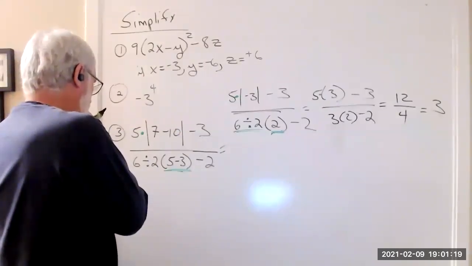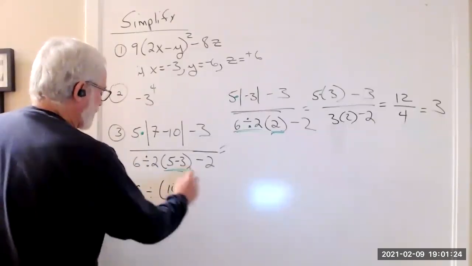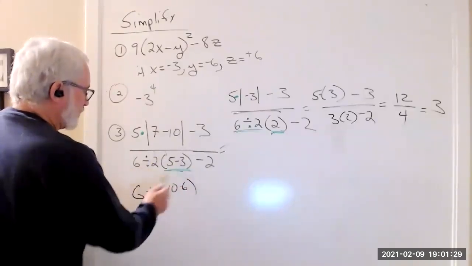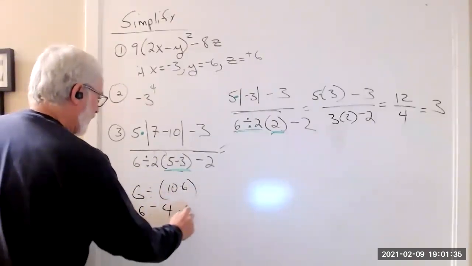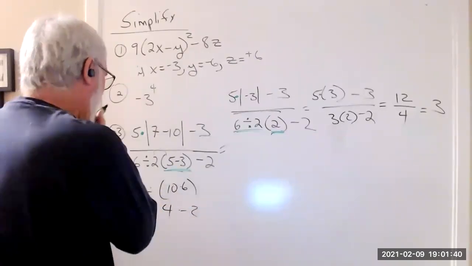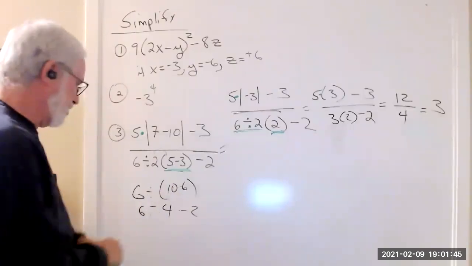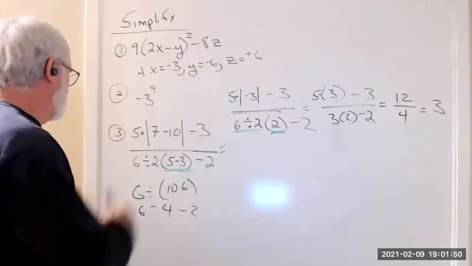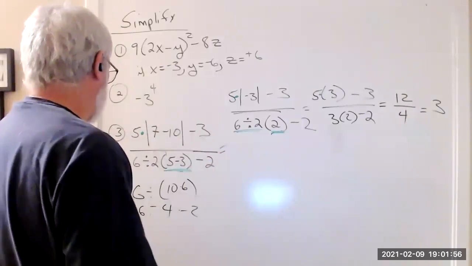Because you did 6 divided by, and you kept the parentheses, 10 minus 6. So you kept the parentheses there. So that was 6 divided by whatever that was, 4, times minus 2. I don't know why you got the same answer. I take that back. There's another mistake in there somewhere.